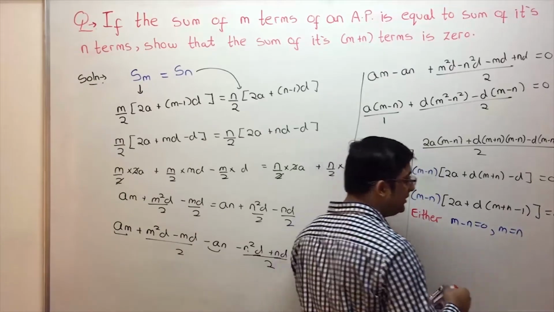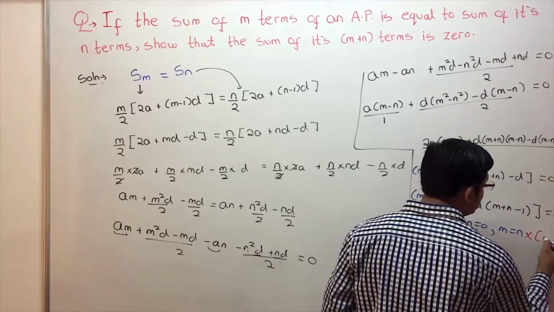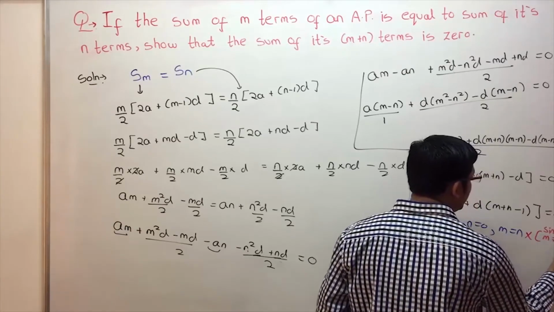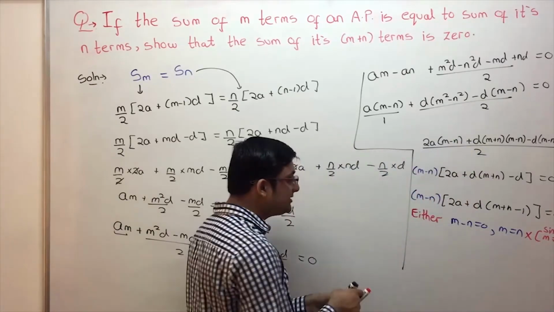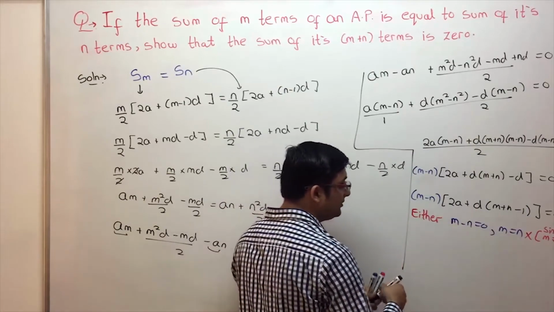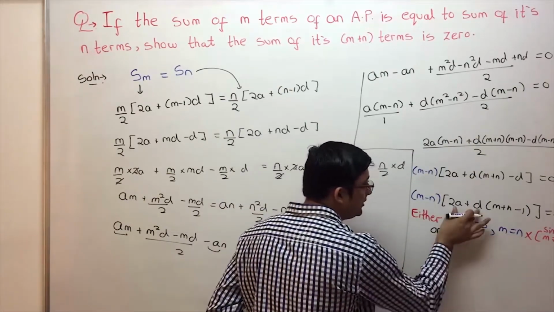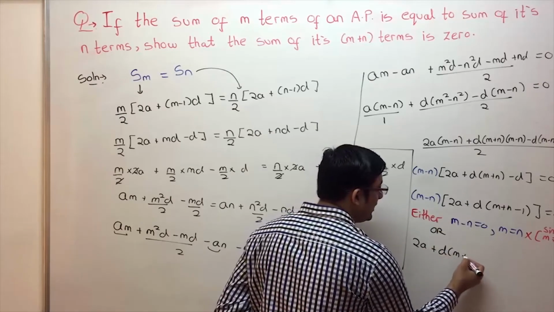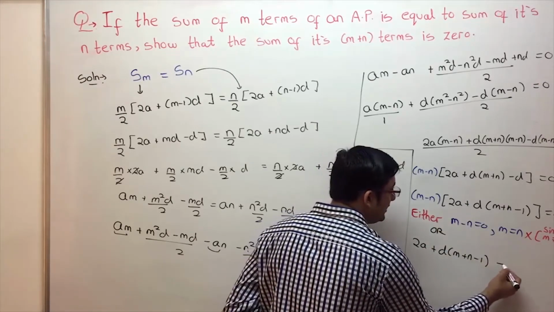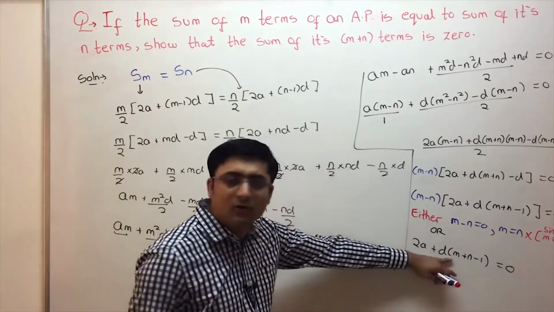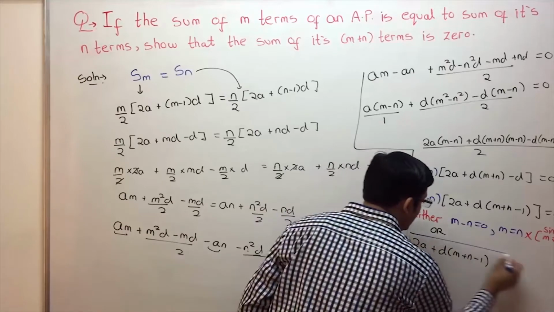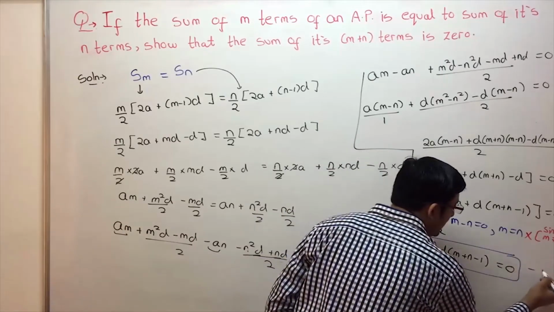But we cannot take this value. We reject this value. Why? Since m is not equal to n, we reject this value. What is the other thing? This thing is equal to 0. So 2a plus d into m plus n minus 1 is equal to 0. Right? Now, hold this star over here. So I'll box this and I'll call this 1.